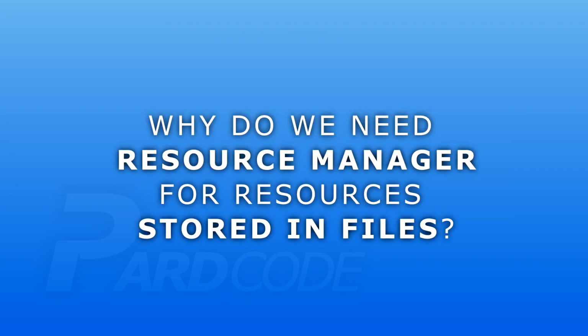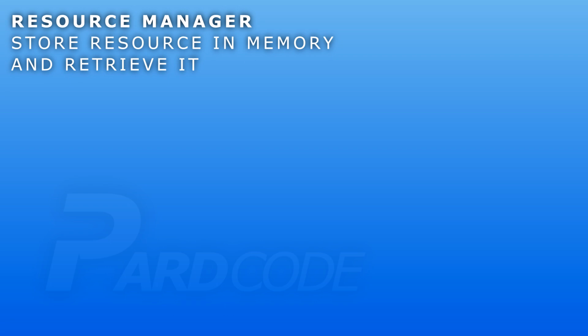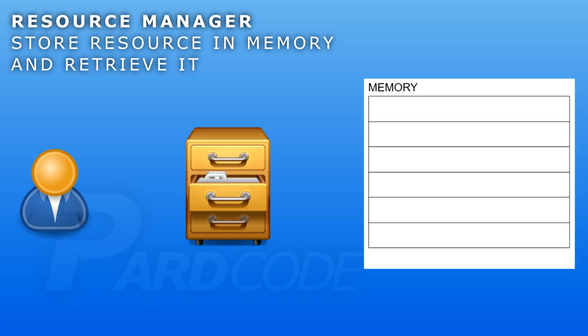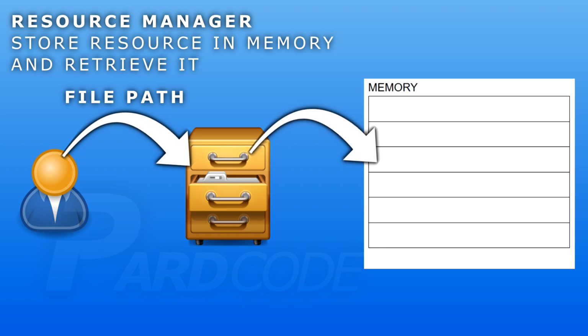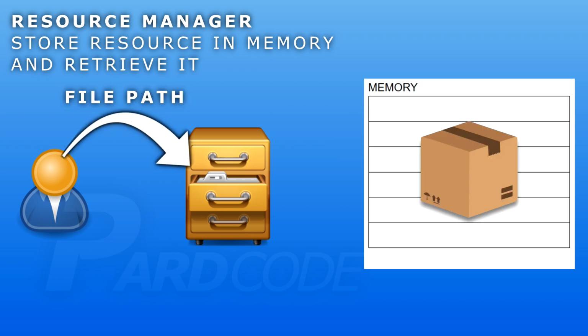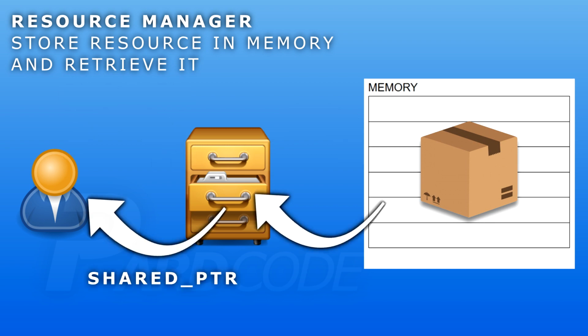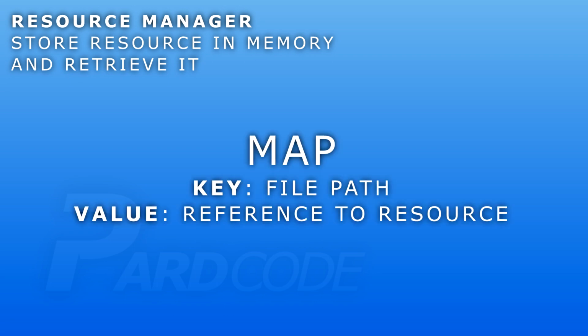At this point, why do we need a resource manager to handle resources stored in files? There are a lot of reasons, but the most important one is to give the user the ability to load in memory the requested resource by providing its file path, and retrieve the reference to the same exact resource if the same file path is provided, without reloading or recreating it. This approach can be achieved by using a very important container, the map, where the key will be the file path to the resource and the value will be the reference to that resource, that is simply a smart pointer.